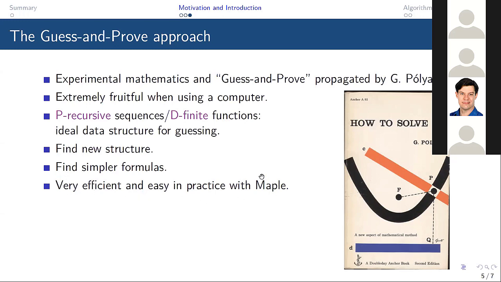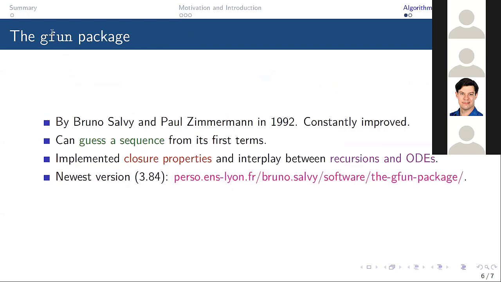And as I mentioned, this is very efficient in practice when using Maple, in particular when using the GFun package, of which I am not an author at all. It was actually written before I was born, as you see. I'm 25, and it was written almost 30 years ago by Bruno Salvy and Paul Zimmermann, and it is constantly improved. The main idea is that this package allows guessing a sequence, I mean the recurrence relation or the differential equation, from the first terms, and it does it very efficiently, and this can often be used in practice.